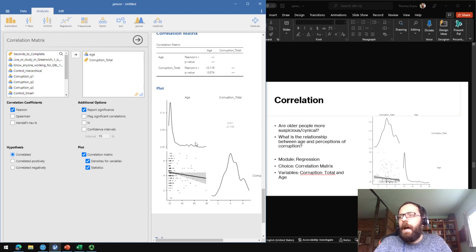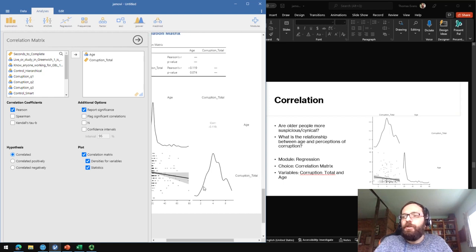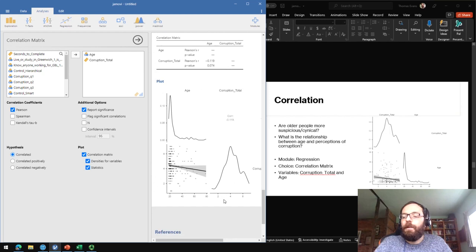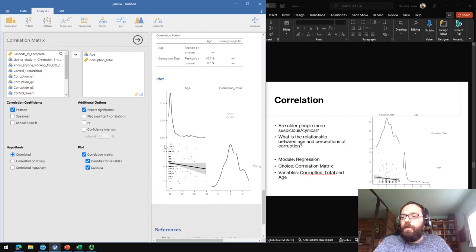So you can see, for example, our age distribution on the top left-hand side. You can see here that the vast majority of our participants were in the traditional, typical student bracket of 18 to 22, with a few exceptions. And our corruption total score is roughly normally distributed with a peak at around 4 out of the 7-point Likert scale. Now, once we've visualized our data, what we can see very clearly is that there isn't really any relationship.